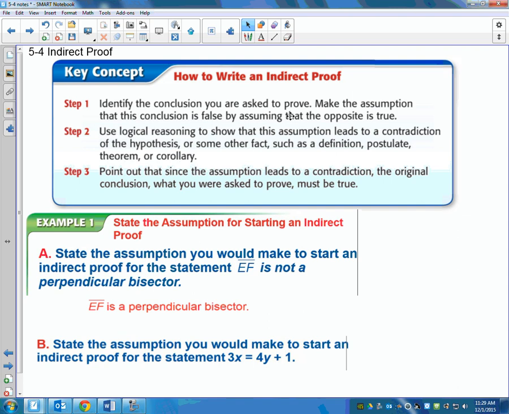State the assumption you would make to start a proof from trying to prove that 3x equals 4y plus 1. How would you assume the opposite of that? Do you know the symbol for doesn't equal?